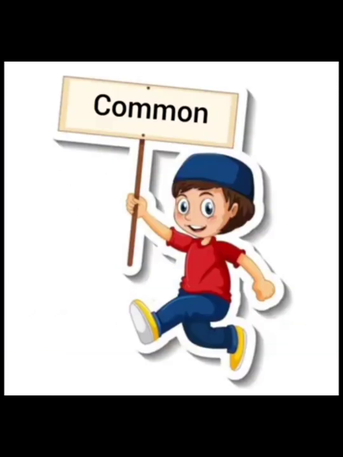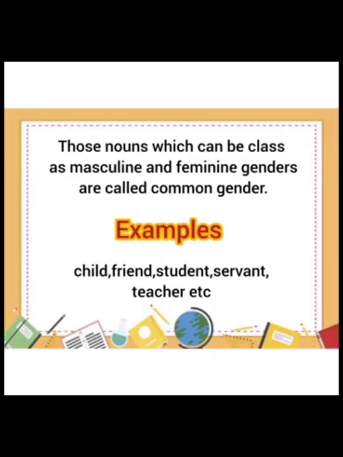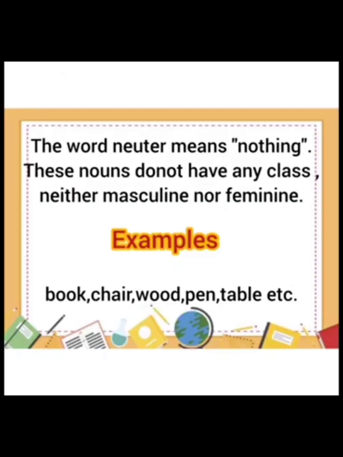Then we have common gender. Those nouns which can be classified as masculine and feminine genders are called common genders. Examples are child, friend, student, servant, teacher, etc. Then the next is neuter gender. The word neuter means nothing. These nouns do not have any class, neither masculine nor feminine. For example, book, chair, wood, pen, table, etc.